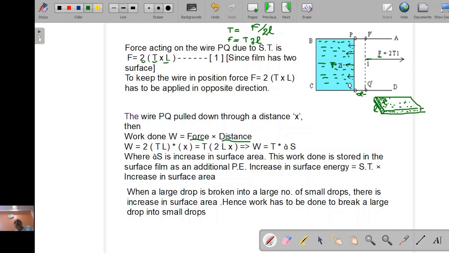What is L into x? L is the length and x is the distance travelled by the wire PQ. So L into x is the area. So this is the change of area: L into x for the upper surface and L into x for the lower surface. It means the change in area will be 2L into x.